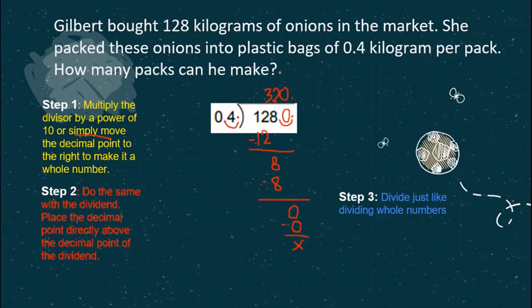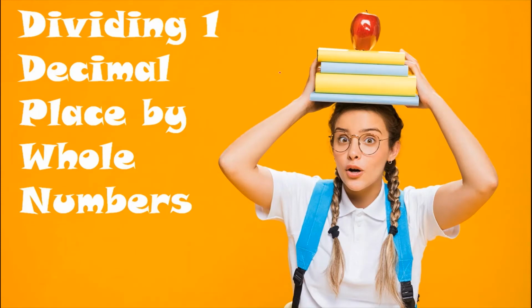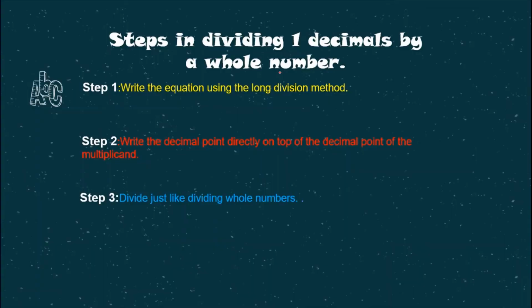Okay, very good. Now, this time, let us proceed to our second lesson, and that is dividing one decimal place by a whole number. Okay, so we still have steps to follow. Dividing one decimal place by a whole number. Step number 1, we need to write the equation using the long division method. Step number 2, we're going to write the decimal point directly on the top of the decimal point of our multiplicand. And step number 3, just continue dividing just like how we divide the whole numbers.